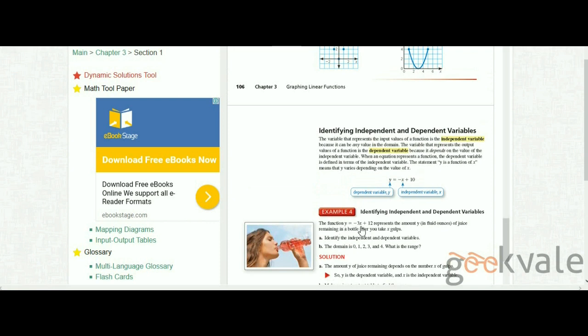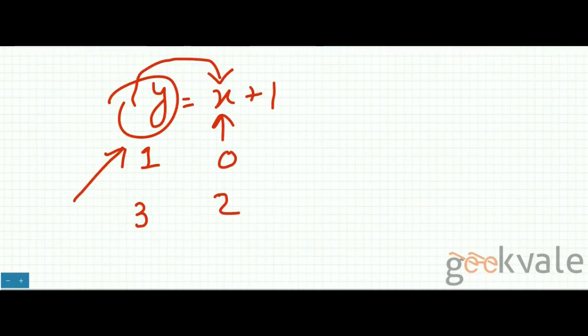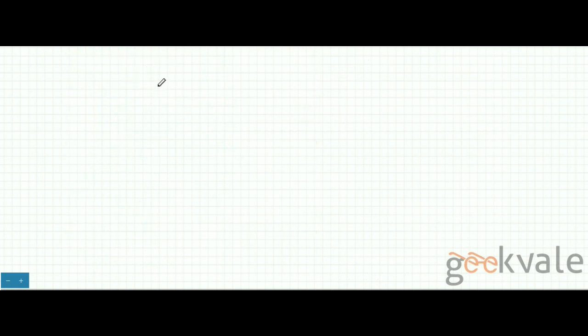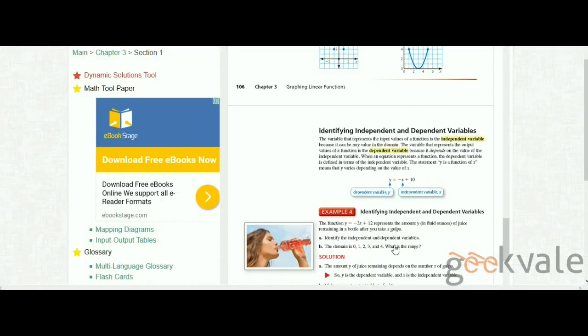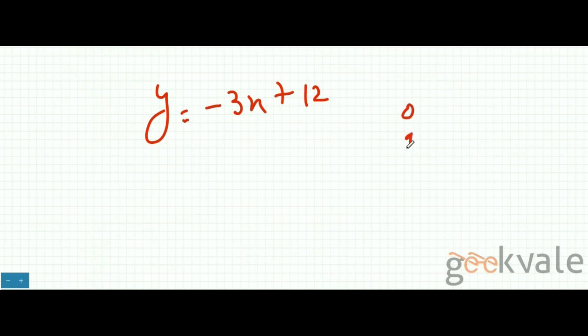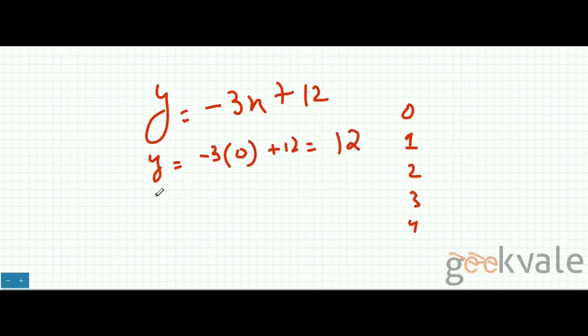So we've been given the function as y equals -3x plus 12. The inputs that we've been given are 0, 1, 2, 3, and 4. 0 gulp, 1 gulp, 2 gulps, 3 gulps, 4 gulps, the remaining amount of juice. When I took 0 gulp, plus 12, the remaining amount of juice is 12. When I took 1 gulp, the remaining amount of juice will be that much.